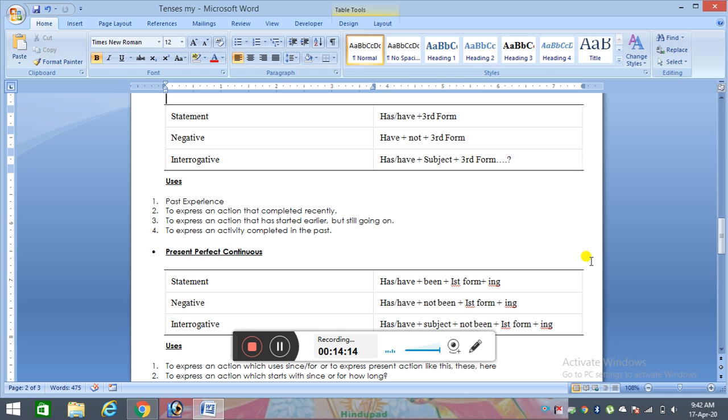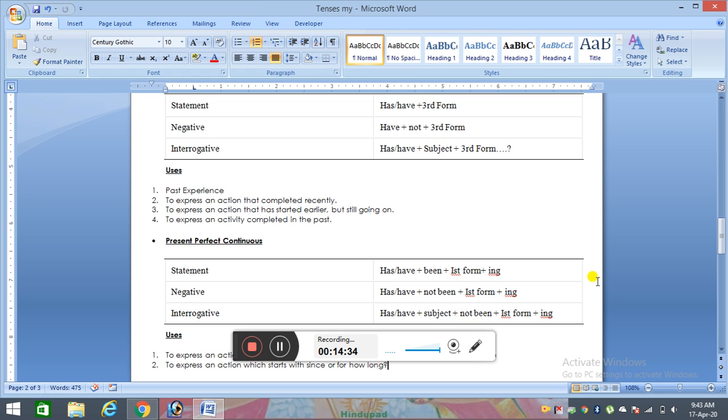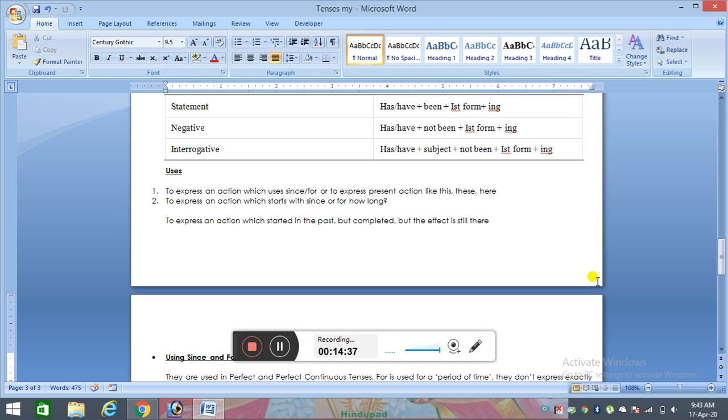Now, how do you frame negative? You just add not. I haven't gone, she hasn't gone, they haven't gone. And in interrogative also, this have comes first. Have you gone? Have they gone? Right? Now, what's a present perfect continuous? It's a continuous action which started in the past, continued in the past, and is still continuing, which is not just happening right now.